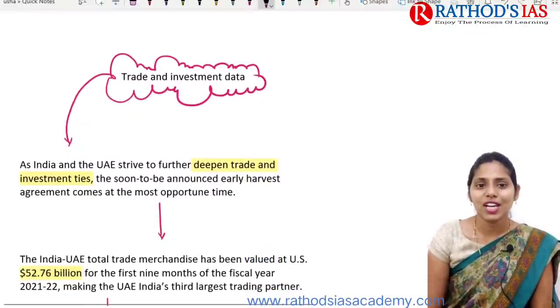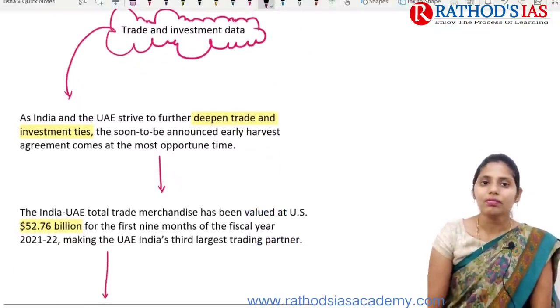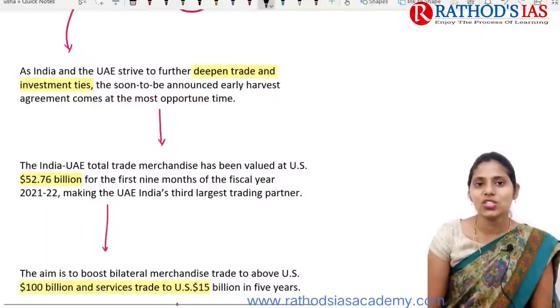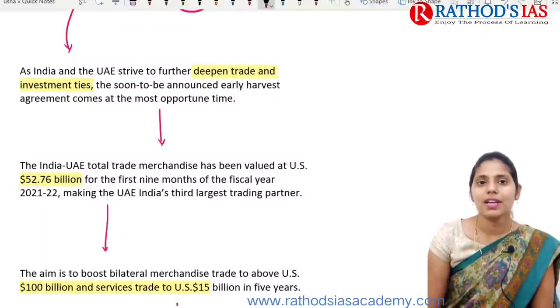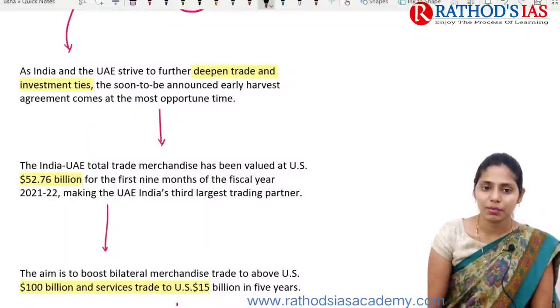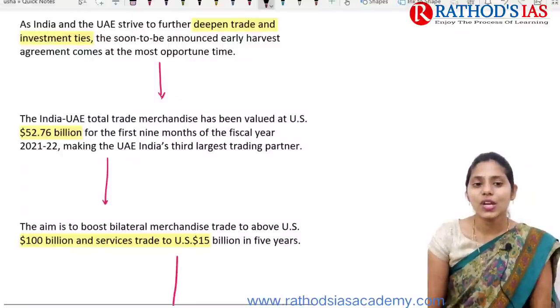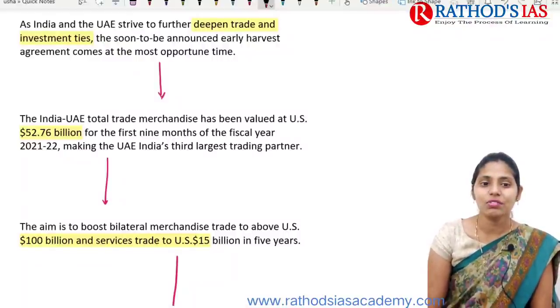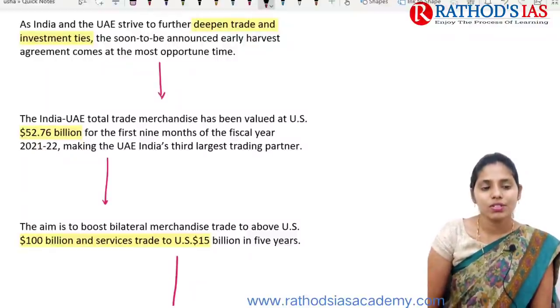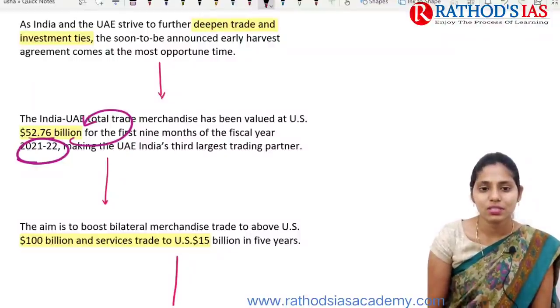And if you're talking about trade and investment data, as India and the UAE strive to further deepen trade as well as investment ties, they announced this early harvest agreement, right? India and UAE total trade, that is merchandise trade, is about $52.76 billion for the first 9 months of the fiscal year 2021 to 2022. So between this fiscal year 2021 to 2022, the merchandise trade here is about $52.76 billion.